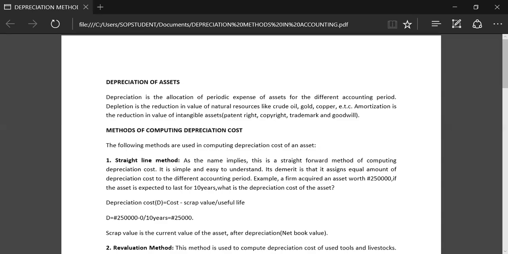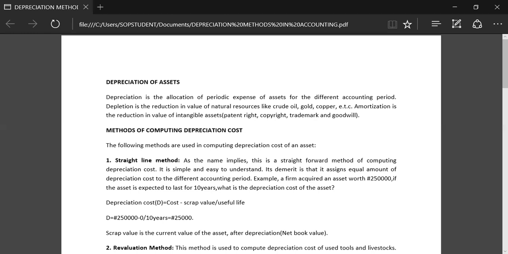So this is a presentation on depreciation of assets specifically. Depreciation is the allocation of periodic expense of assets for the different accounting periods. Depletion is the reduction in value of natural resources, while amortization is the reduction in value of intangible assets.